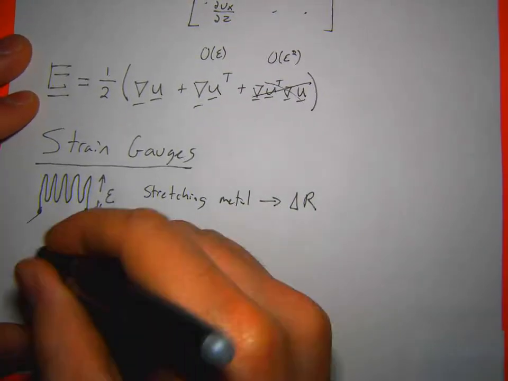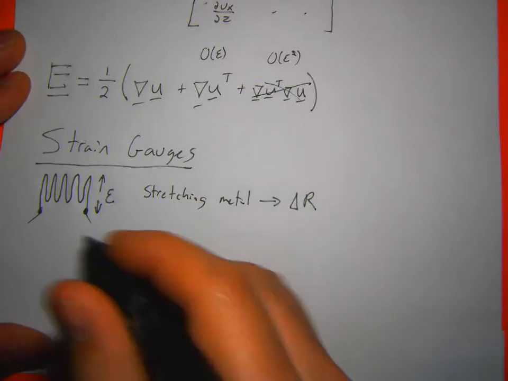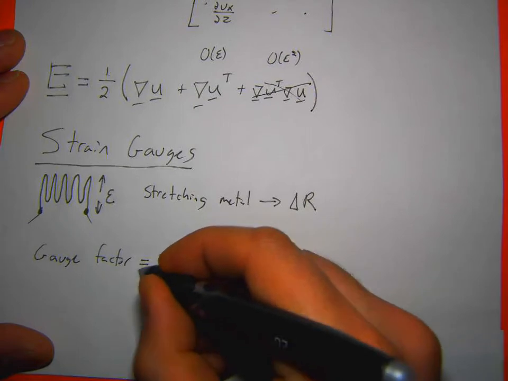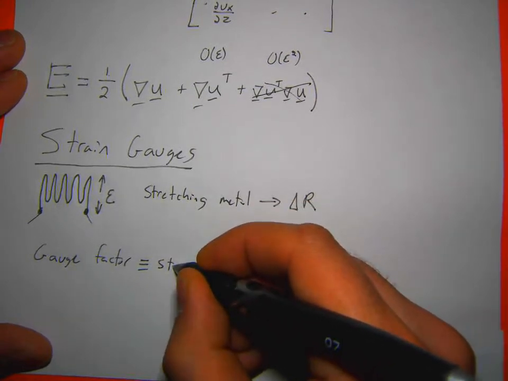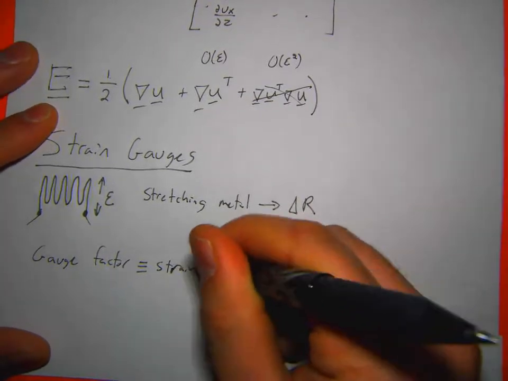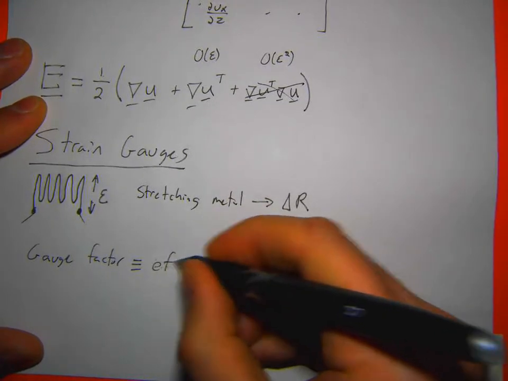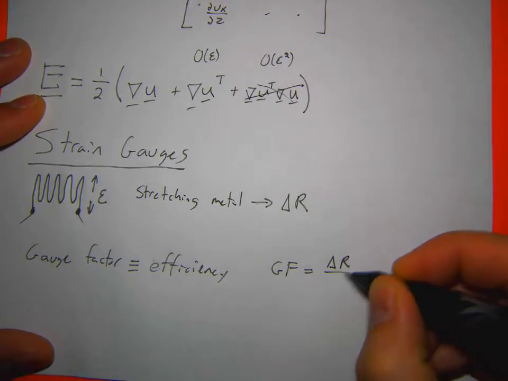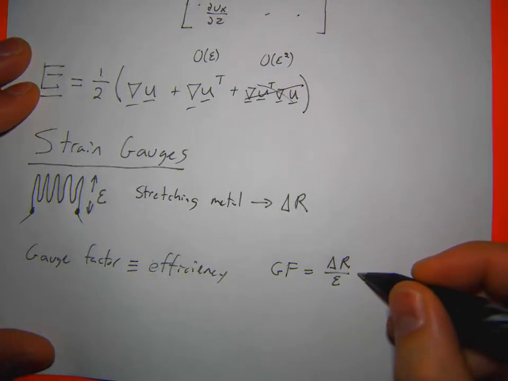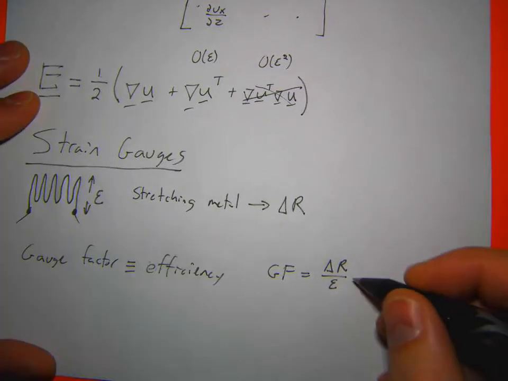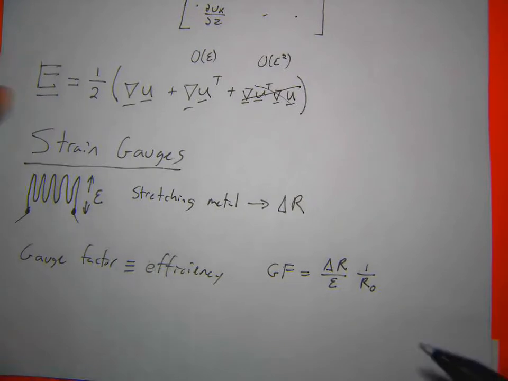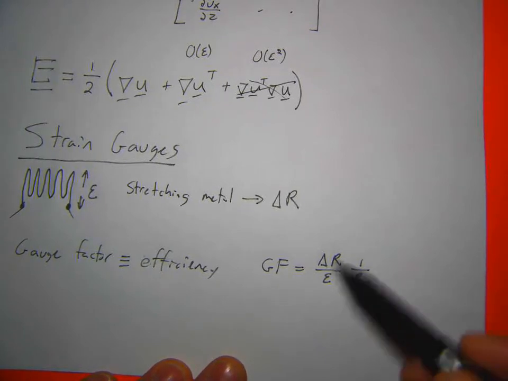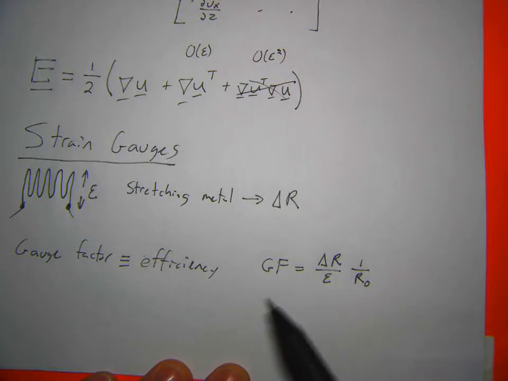There's a couple of things. To quantify the performance of a strain gauge, you use something called a gauge factor, which measures strain gauge efficiency. I'm just going to write efficiency. That gauge factor relates the change in resistance to the applied strain and normalizes it by the initial resistance, 1/R0. So it non-dimensionalizes it relative to the initial resistance of your gauge. This is how you would calibrate what the strain gauge is measuring.